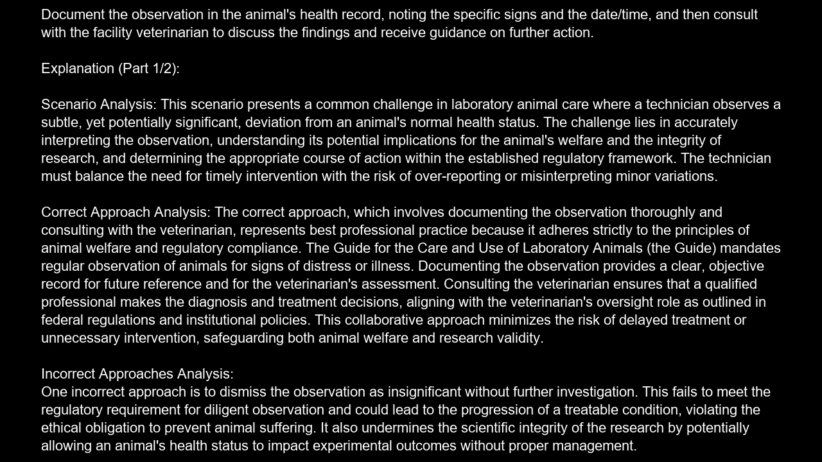Incorrect approach analysis. One incorrect approach is to dismiss the observation as insignificant without further investigation. This fails to meet the regulatory requirement for diligent observation and could lead to the progression of a treatable condition, violating the ethical obligation to prevent animal suffering. It also undermines the scientific integrity of the research by potentially allowing an animal's health status to impact experimental outcomes without proper management.